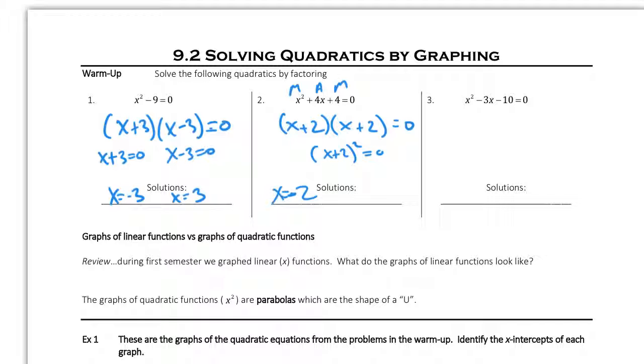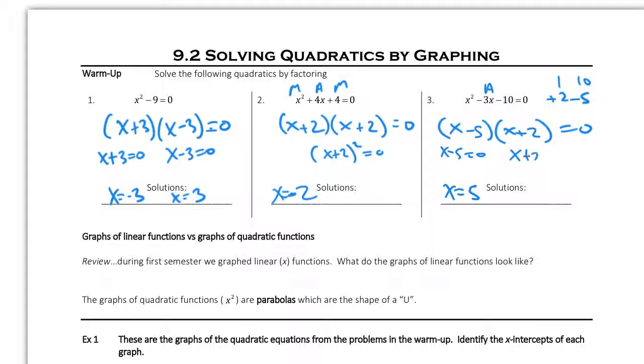And then number 3 here, it's x squared minus 3x minus 10 equals 0. It's in standard form. There's no GCF, so we can go ahead and factor. And we get x and x. Let's see, 10 would be 1 and 10, or 2 and 5. So I want to make negative 3 when I add, so that would be minus 5 and plus 2. So x minus 5, x plus 2. So my answers will be x equals positive 5, because x minus 5 equals 0, and x plus 2 equals 0 gives me x equals negative 2.